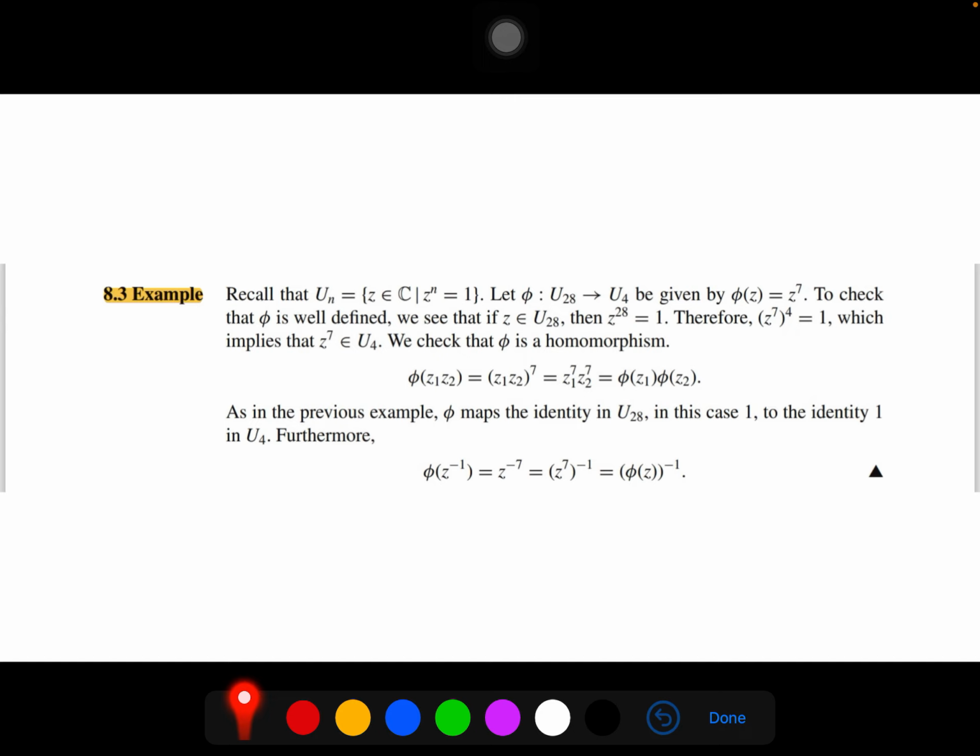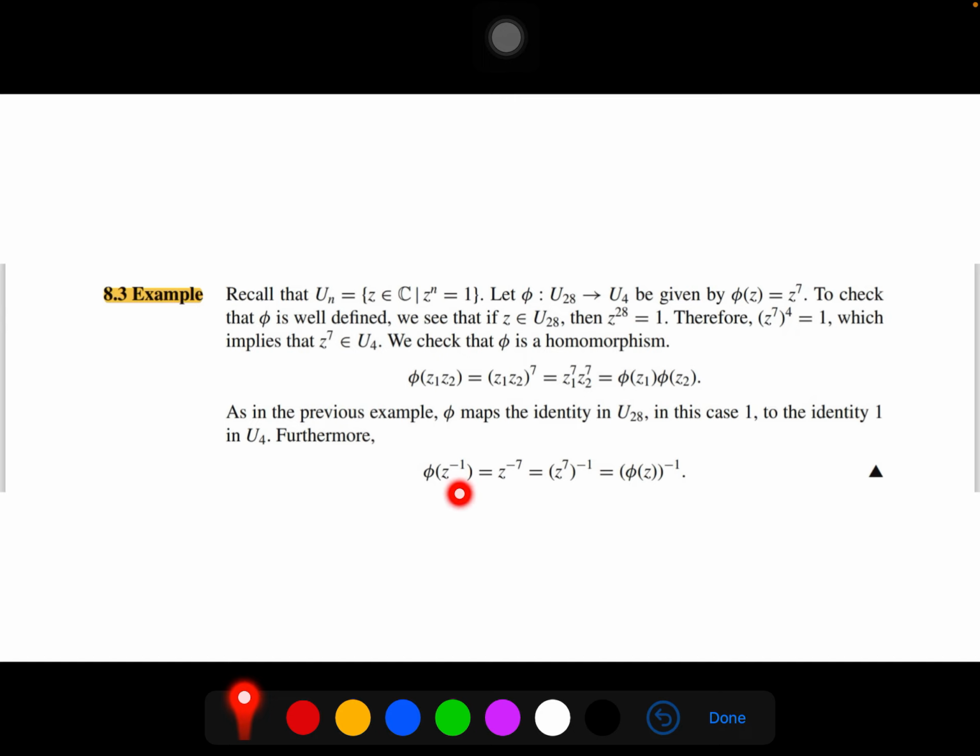And then, like the previous example, we want to see where the identity maps. You can see that the identity in U28 is 1. So if you put it into the mapping, phi of 1 equals 1 to the power 7, which again equals 1. So we see that the identity in U28 will map to the identity 1 also in U4. So it is congruent to the previous example where the identity 0 maps to identity 1 in the codomain. This one, domain identity 1 maps to identity 1 in the codomain as well. And then furthermore, when we talk about the inverse, the same thing happens.